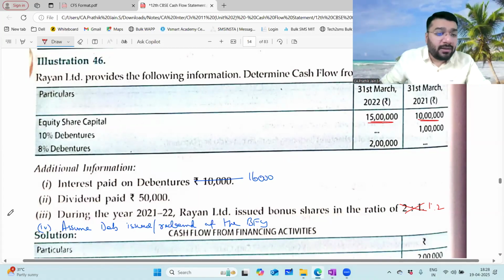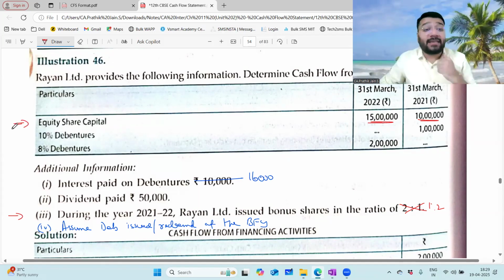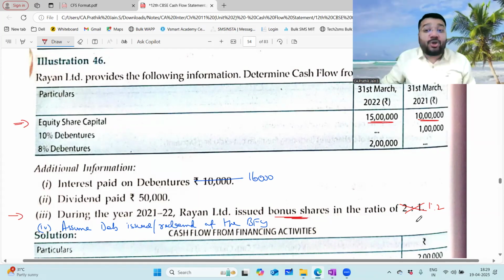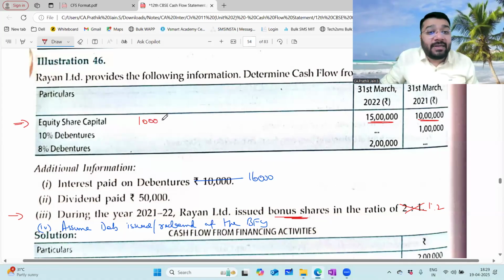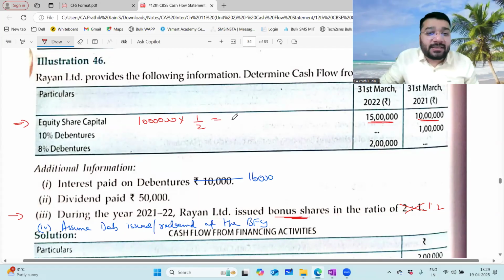Now, look at point number 3. Point number 3 is giving me some information which is relevant for equity share capital. What is point number 3 saying, sir? It is saying that during the year, this company has issued a bonus share. Bonus share will always increase my capital. And the ratio is 1:2. So what is my opening capital? 10 lakh, into 1/2. 1:2 means in fraction, 1/2. How much is it? 5 lakh. Which means 10 lakh plus 5 lakh is 15 lakh, the total capital.